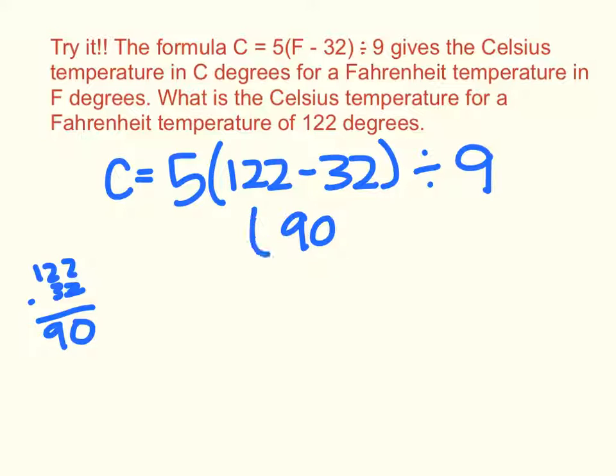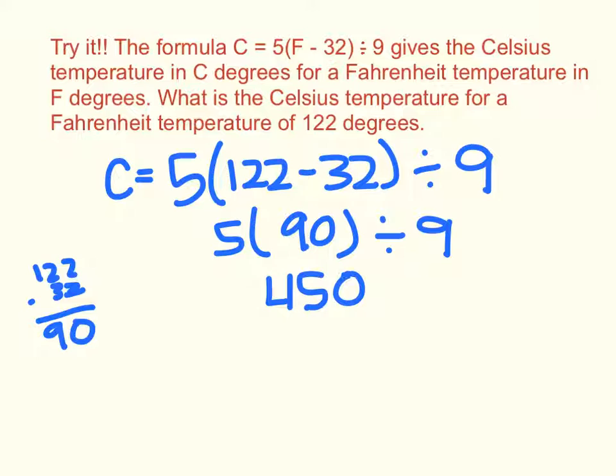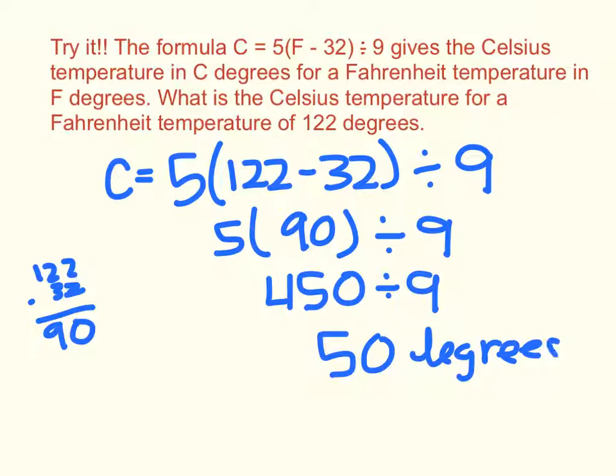Okay, now I have 5 times 90 divided by 9. Well, 5 times 9 is 45. Add a 0 on the end, that's 450 divided by 9. Well, 9 goes into 45 5 times, add a 0, and it is 50 degrees Celsius. Feel free to re-watch that. Hopefully you got it right.